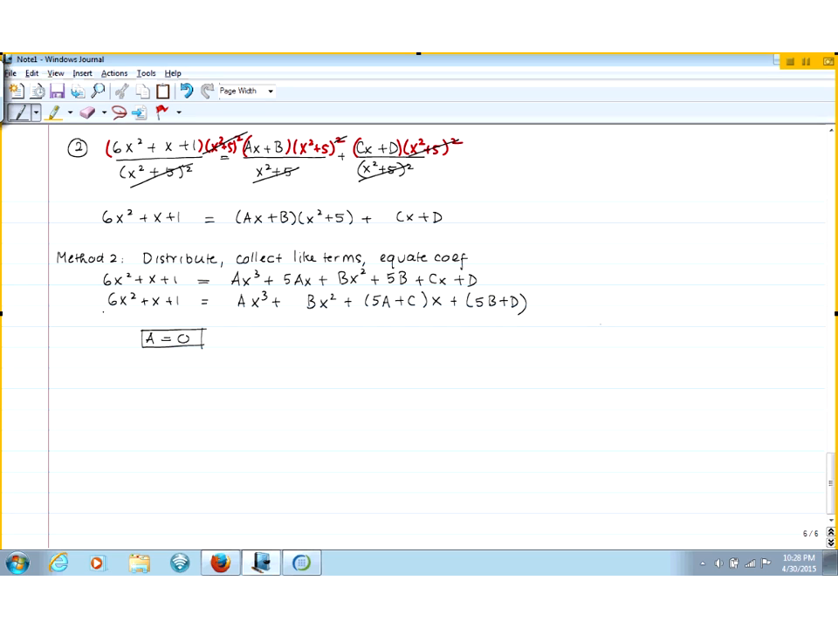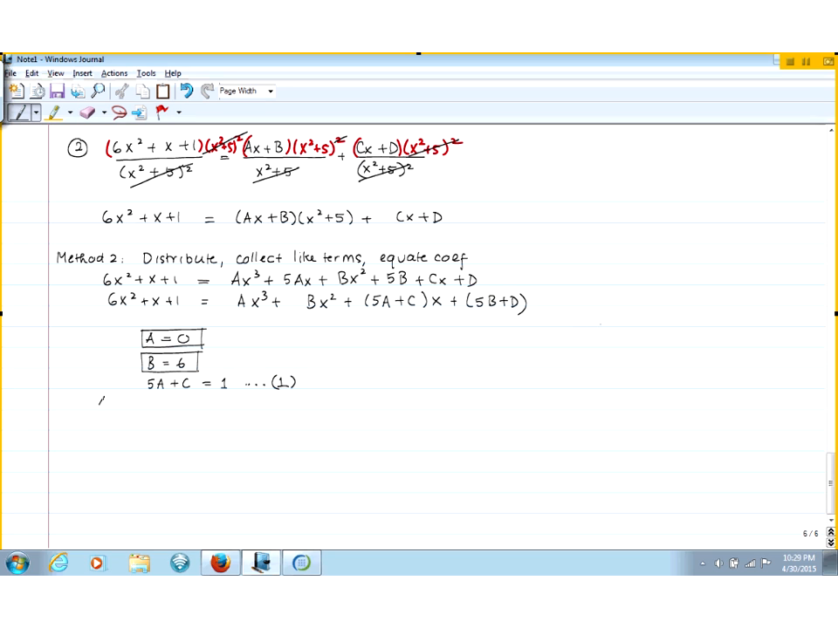Now b, x squared. Do I have x squared here? Yes. So b is equal to 6. The coefficients must be equal. So b is equal to 6. Alright. Now, do we have x? Yes. What is the coefficient of x on the left? 1. What is the coefficient of x on the right? 5a plus c. So 5a plus c is equal to 1.